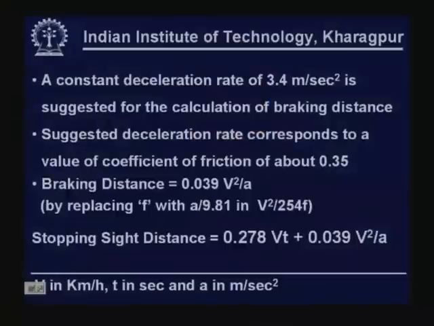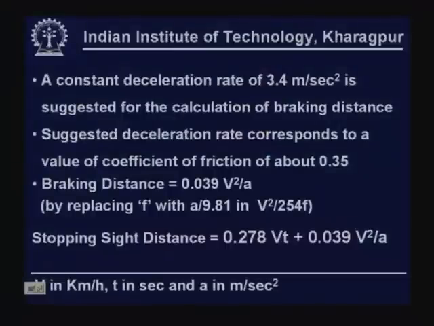Considering these three aspects, AASHTO recommends a fixed value of 3.4 meter per second square for deceleration for the calculation of stopping sight distance. It does not calculate SSD based on coefficient of friction. Instead of using coefficient of friction, a constant deceleration rate of 3.4 meter per second square is used. Suggested deceleration rate corresponds to a value of coefficient of friction of about 0.35.